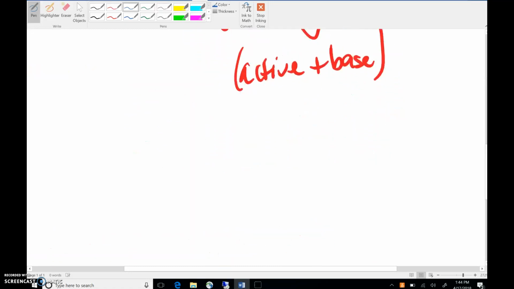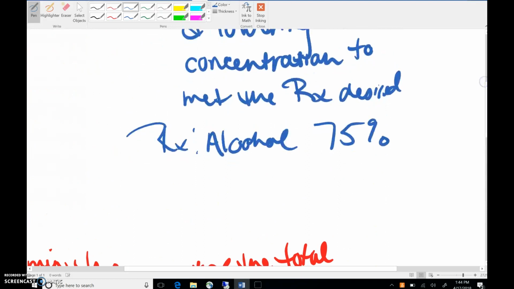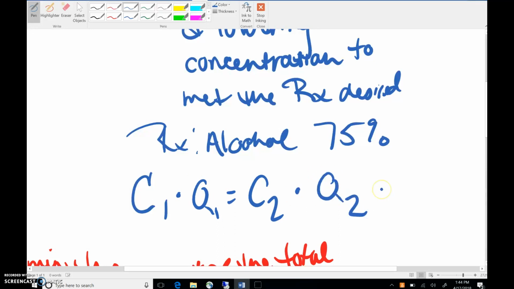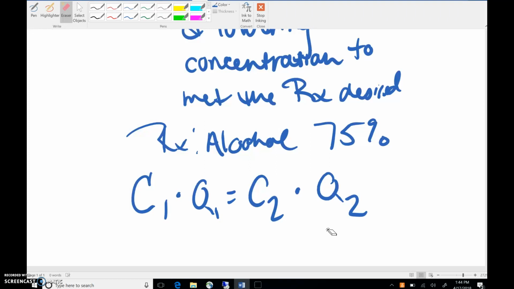In order to solve dilution problems, you have to use the following formula, or this is one way to solve a dilution problem. You can use C1 times Q1 equals C2 times Q2. This is as long as you are given at least two concentrations. Those concentrations can be given to you as a ratio, a fraction, or a percentage. It can even be given to you in terms of words.